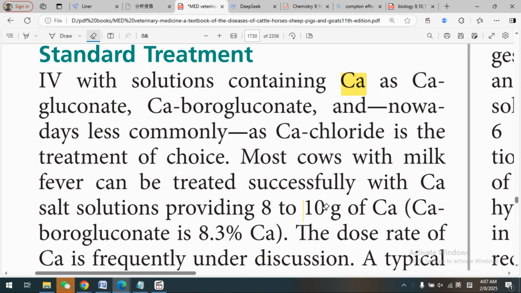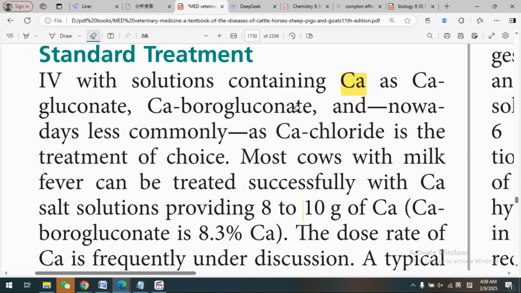And there is another problem: calcium is not available in pure form. 100% calcium is not available. It is available as a mixture or compound, calcium gluconate or calcium borogluconate. Calcium gluconate is a compound, a molecule. If we add boron to the calcium gluconate molecule, then it becomes the calcium borogluconate compound.